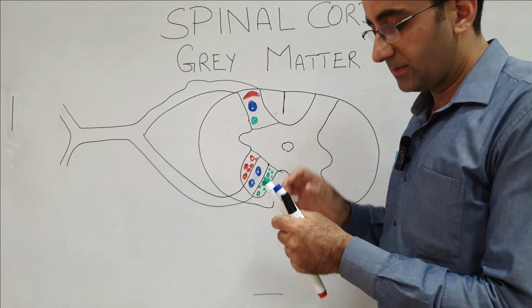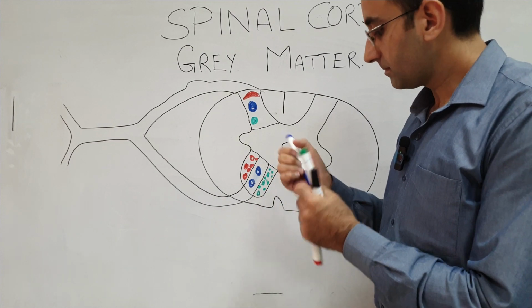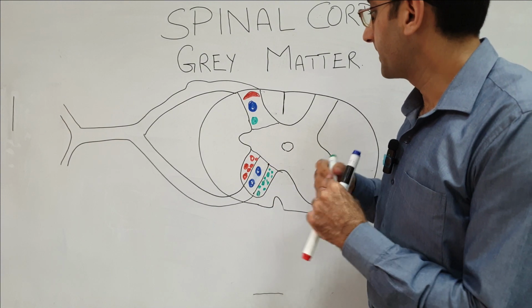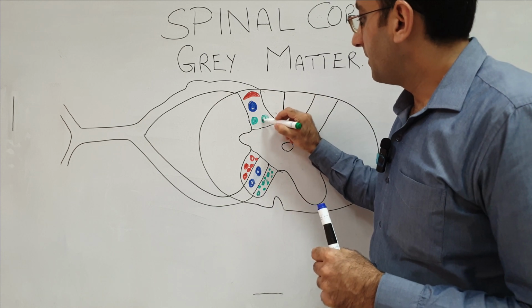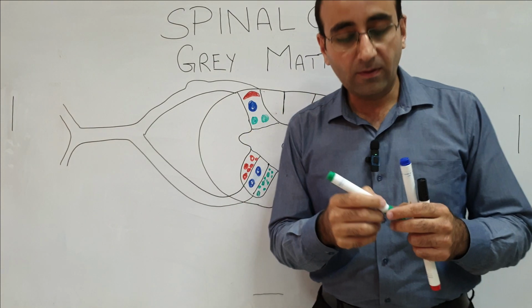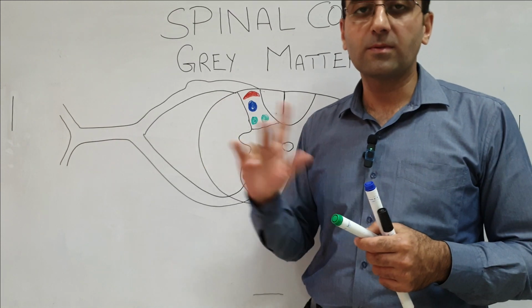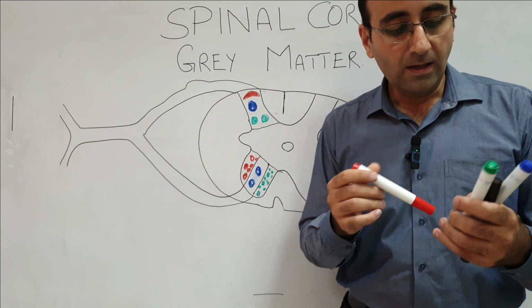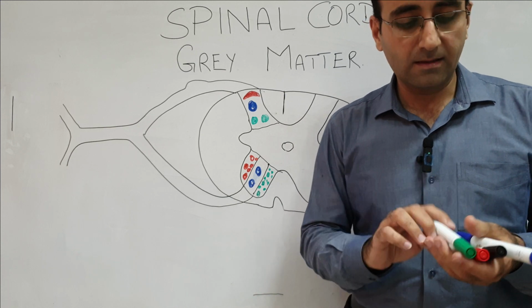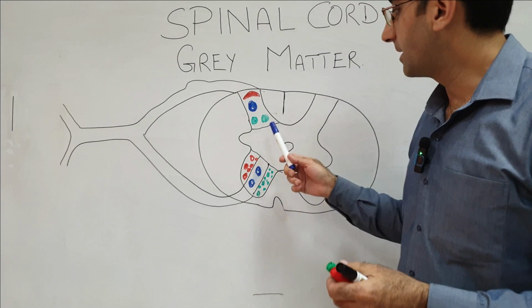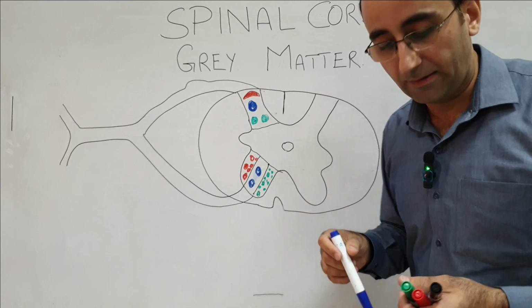Then comes the last nucleus, which is called the visceral afferent nucleus. As the name indicates, this receives information from the viscera. The pain occurring in the viscera, obviously the somatic pain is different from the visceral pain. So the pain occurring in viscera and any other sensation that comes from the viscera is received by this nucleus, which is called the visceral afferent nucleus.